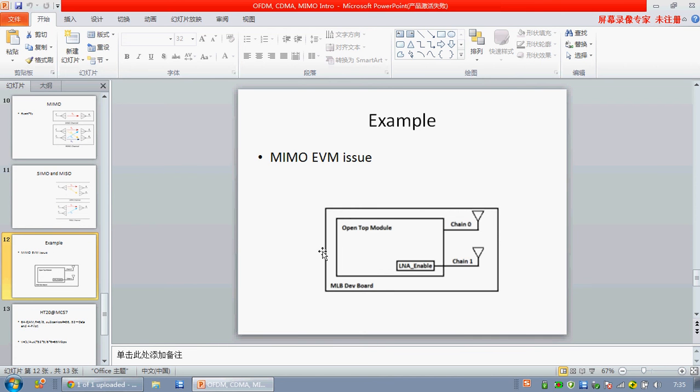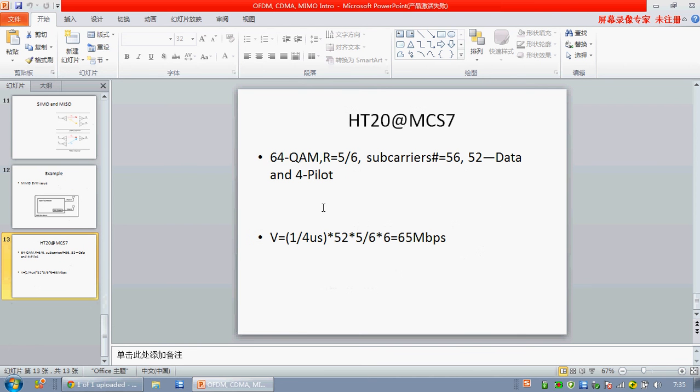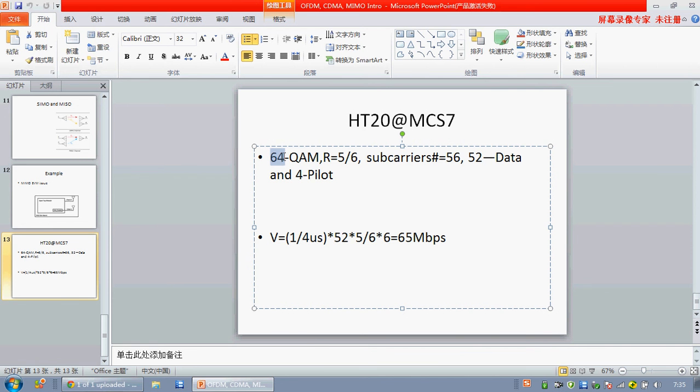So that's an interesting debug I'd like to share. And also there's a calculation. We are running at HT20, 20 megahertz, and MCS7, which is just a speed type. The modulation type for MCS7 is 64-QAM, and the coding rate is 5/6. You have 56 subcarriers, 52 are used for data transmission, and 4 are just for pilot, like the pilot channel in CDMA. Our symbol period is pretty much 4 microseconds. And 6 is how many coded bits each carrier has.